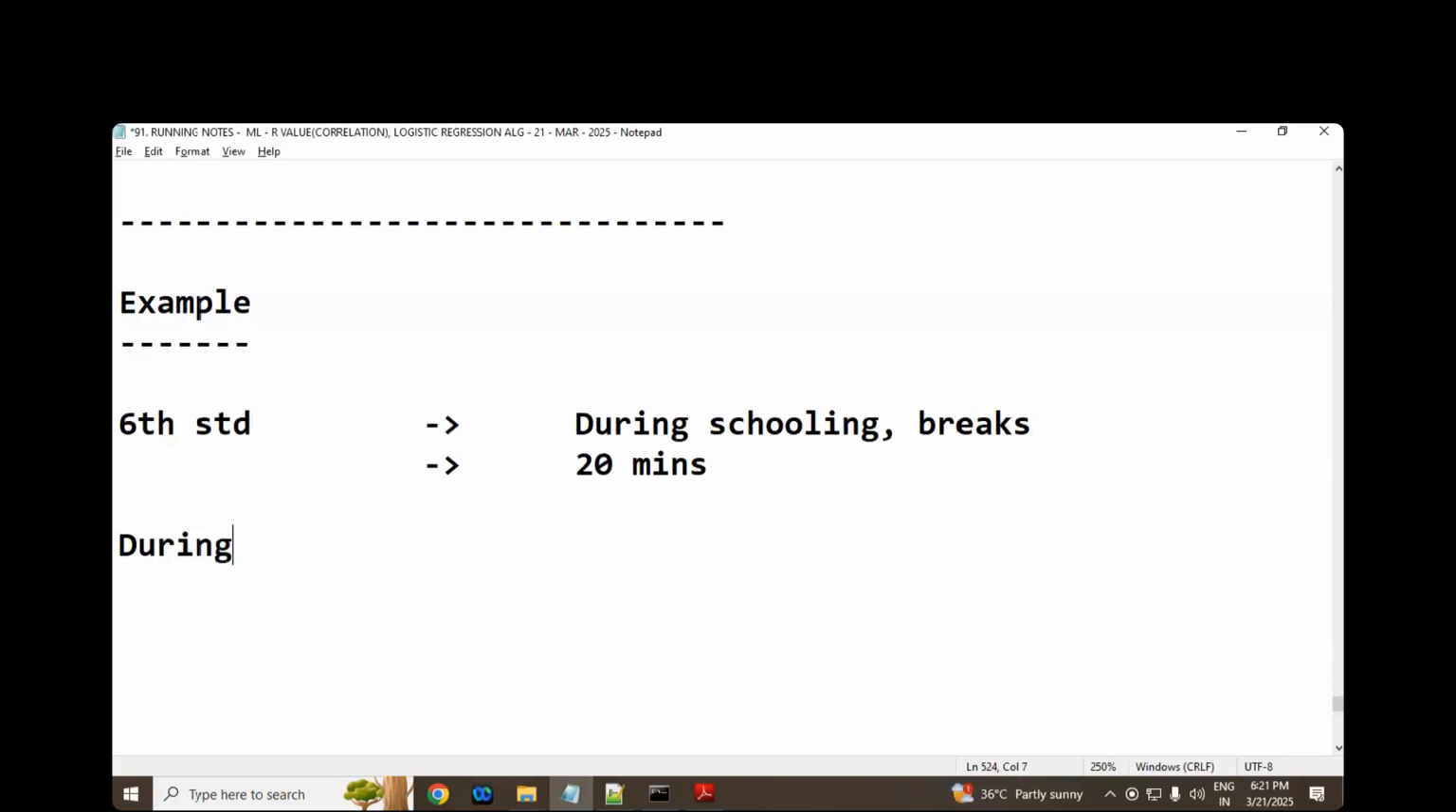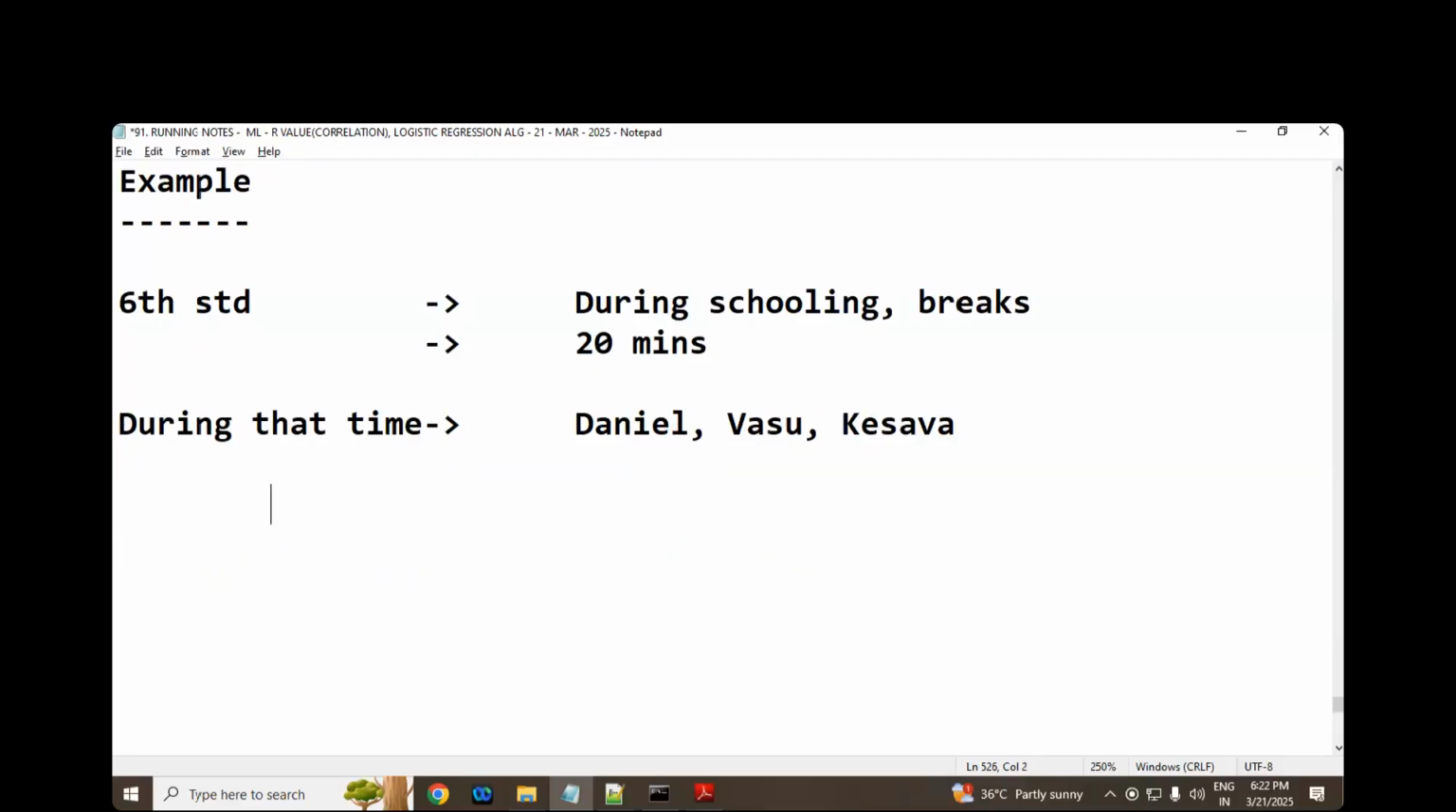During that time, what we used to do, I have some friends. Let us take Daniel. The next one will be Vasu. The next one, Keshava. Three members. Sir, you know what? Nearby there are some trees actually. What trees? Any guessing? Mango. What is the season actually?